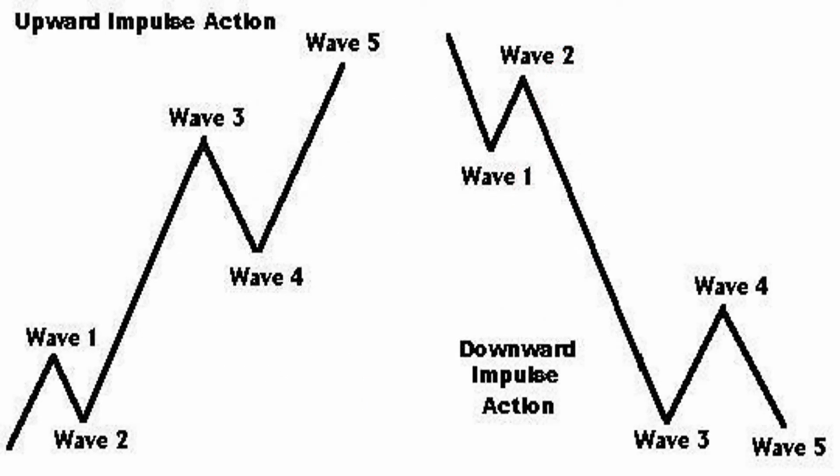There are three main impulse waves rules. Rule 1. Wave 3 can never be the shortest impulse wave. In most cases, wave 3 will be the longest. If wave 3 is the shortest, then the wave count is wrong.